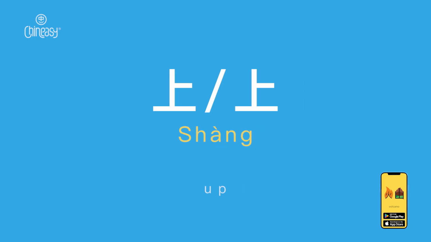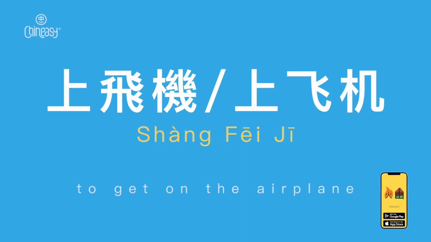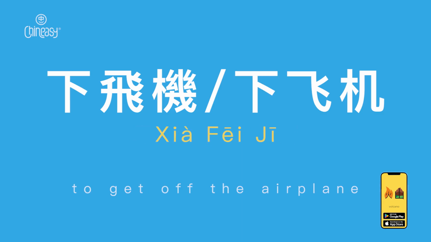So 上, let's say that again. 上. And it's 4th tone. Perfect. 上飞机 is to get on the plane. 下飞机 is to get down the plane. That's right. Wow.